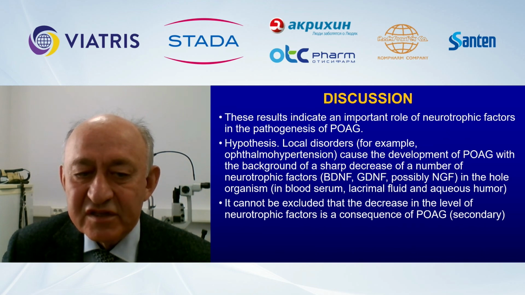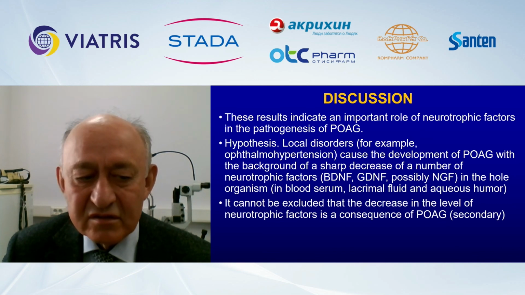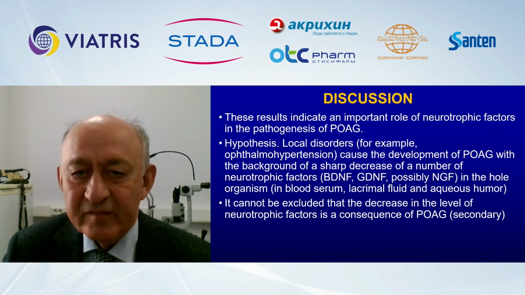And as a hypothesis, it could be a dramatic reduction of neurotrophic factor levels, possibly all of them, BDNF, GDNF, NGF, in the whole organism, blood serum and lacrimal fluid, and also the anterior chamber fluid. So it could be whatever. It could be COVID, it could be flu, it could be when hypertension switches to glaucoma, or maybe some other local changes could also move to glaucoma. But this is just a hypothesis, and there could be another explanation. All these changes, the reduction of neurotrophic factor levels, are not the reasons, but simply a consequence of glaucoma per se. So that means they're secondary.